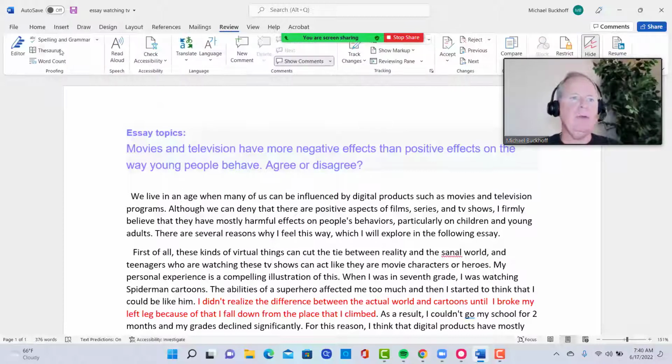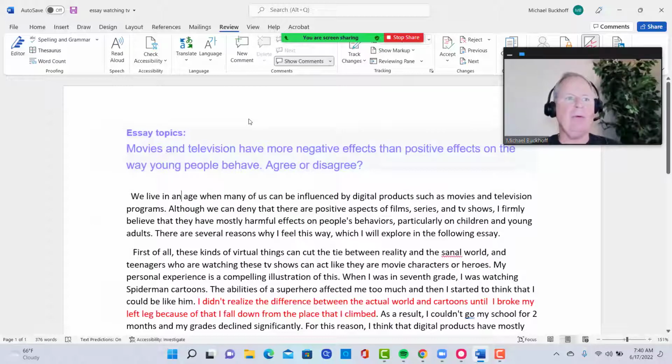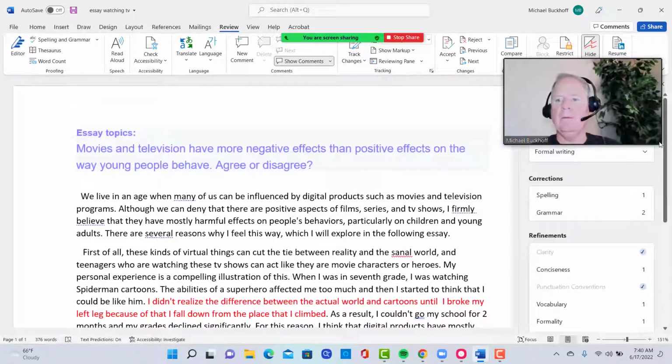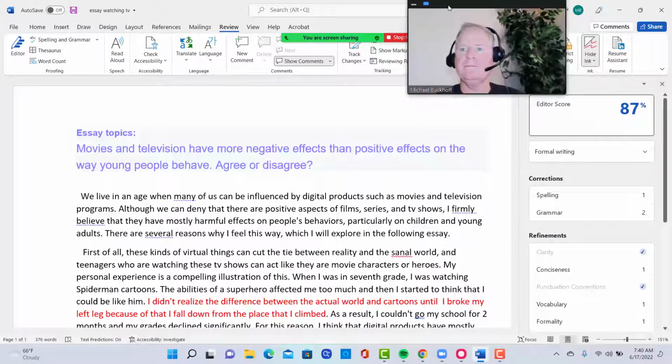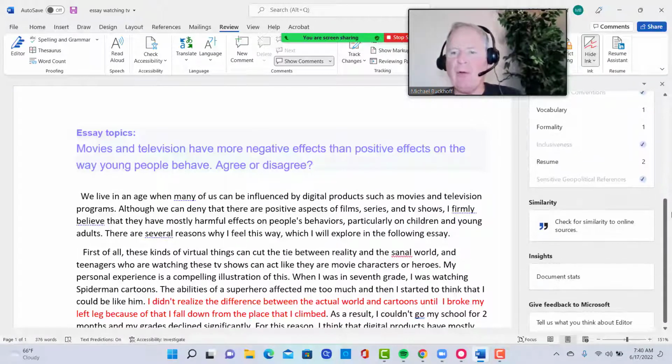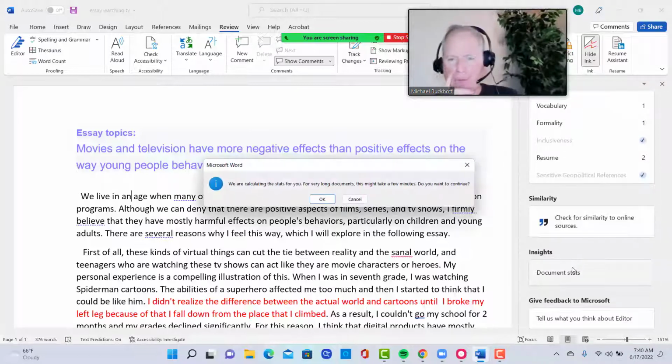Okay, let me take a look. I'm going to do a quick review here, see what we're looking at right now. So your editor's score here is 87%. You do have some grammar errors in there. I'm going to point out 3 in just a minute. The most important thing is the document stats.